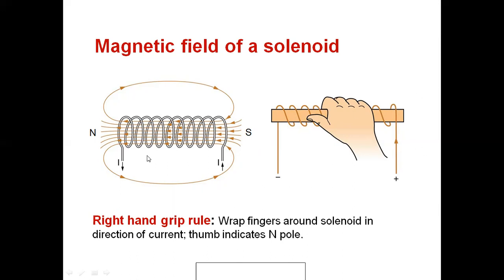In this way, here is the direction of the magnetic lines of force or magnetic field, you can say. So the thumb indicates the direction of the magnetic field, right? And the magnetic lines of force come back at the south pole. So this is your right hand grip rule: wrap the fingers around the solenoid in the direction of current, then the thumb indicates the north pole.